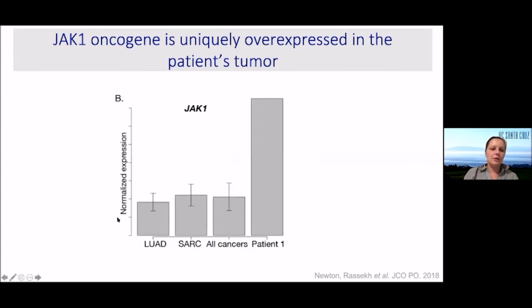If we look at the normalized gene expression on the y-axis, and on the x-axis, various tumor categories. These are all of the lung cancers, and we compared to lung cancers because this was a lung metastasis. And then these are all sarcomas because this was a sarcoma, so we compared to all sarcomas. This is all cancers, and this is patient one. So in patient one, JAK1 expression was really through the roof. It seemed to be unique to this tumor.